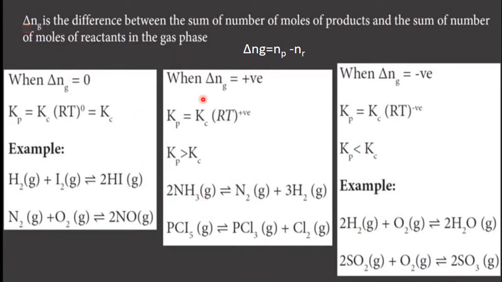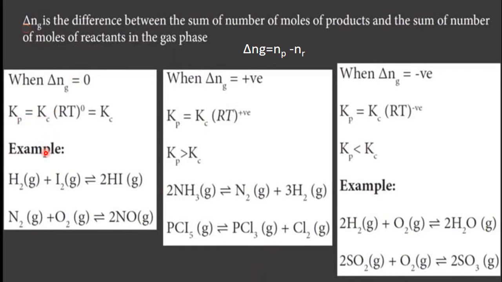Delta Ng is given here. Already I explained that delta Ng is equal to Np minus Nr, the sum of number of moles of product minus the sum of number of moles of the reactant in the gas phase. Here 3 cases are given. First, when delta Ng is equal to 0, what is the relation between Kp and Kc? In Kp is equal to Kc into RT power delta Ng, we have to replace delta Ng by 0. Anything power 0 means 1. So Kp is equal to Kc.